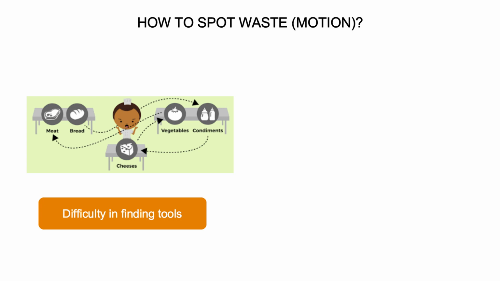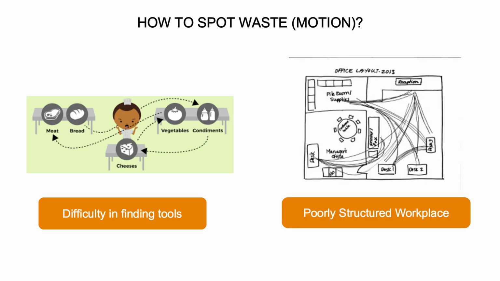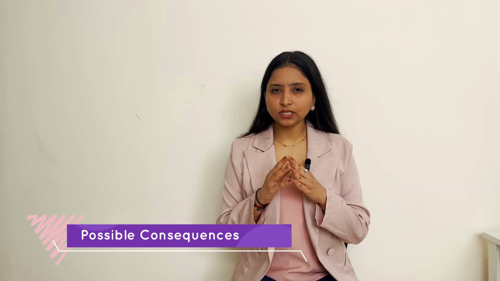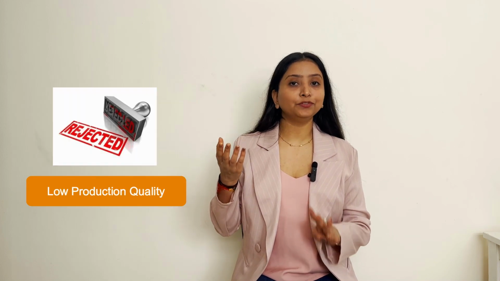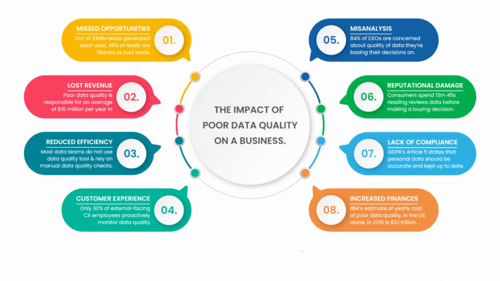Number one, people searching for materials, tools, and equipments is taking a lot of time. Number two, poorly structured or disorganized workplace. Now, what are the possible impacts of motion waste? Number one, long lead times. Number two, possible losses due to injury. Number three, high production cost. Number four, low production quality.